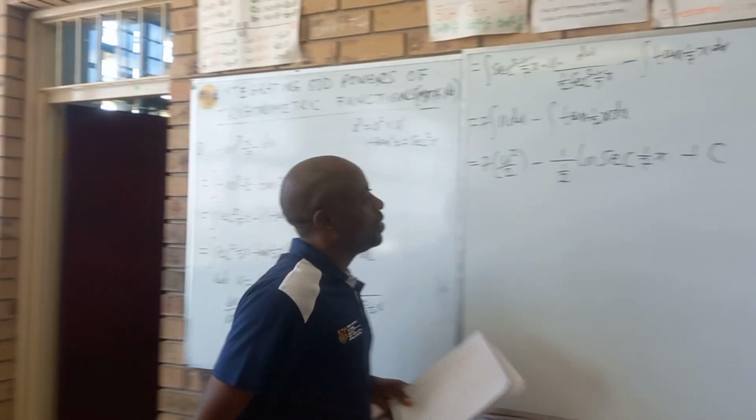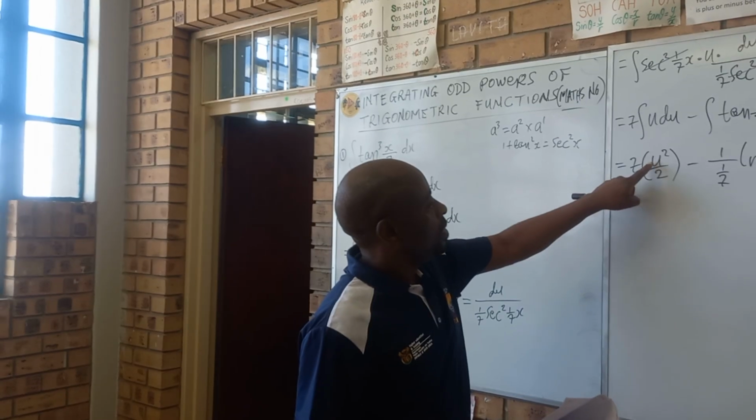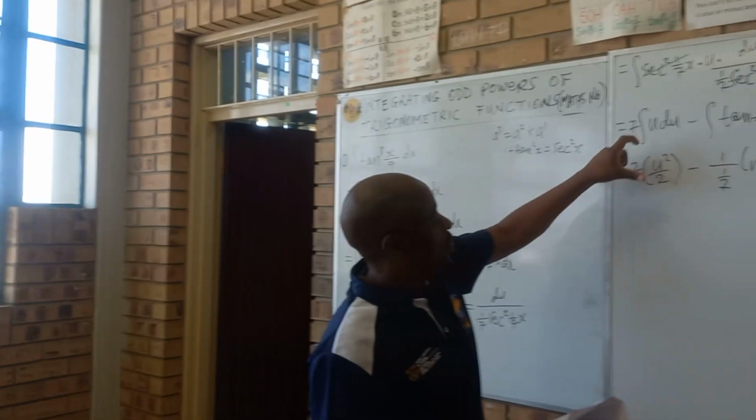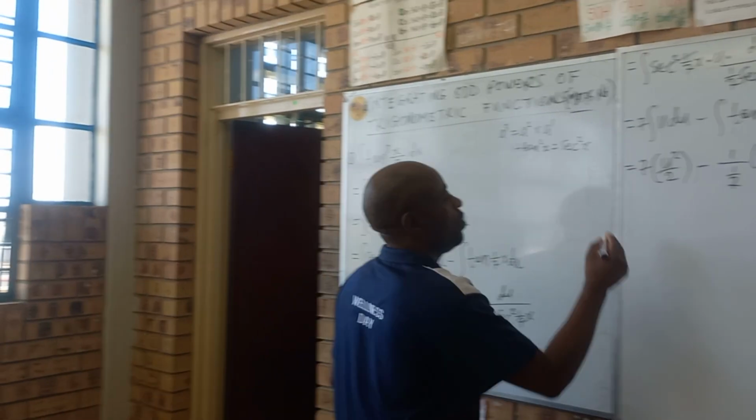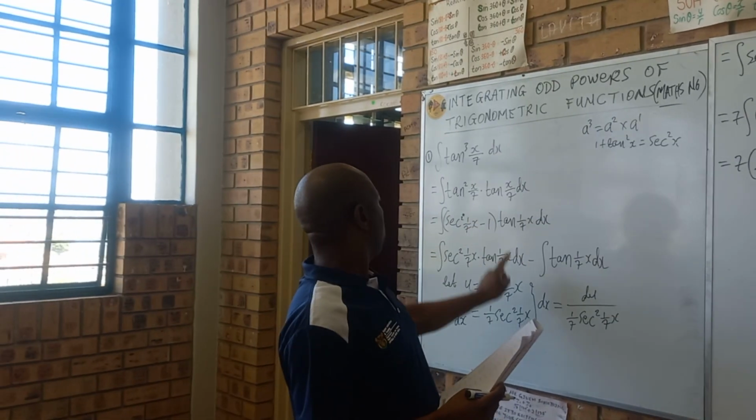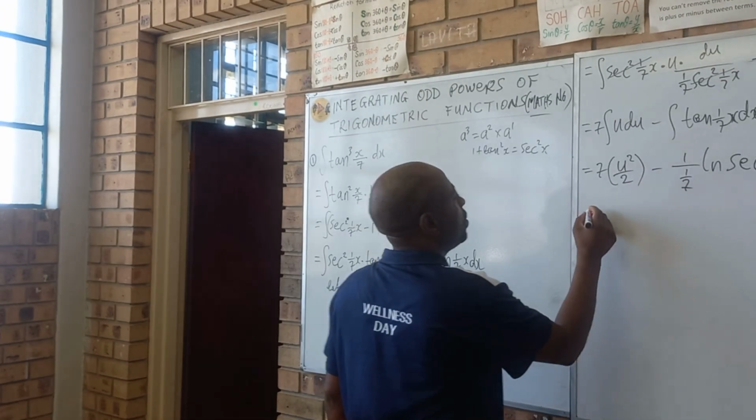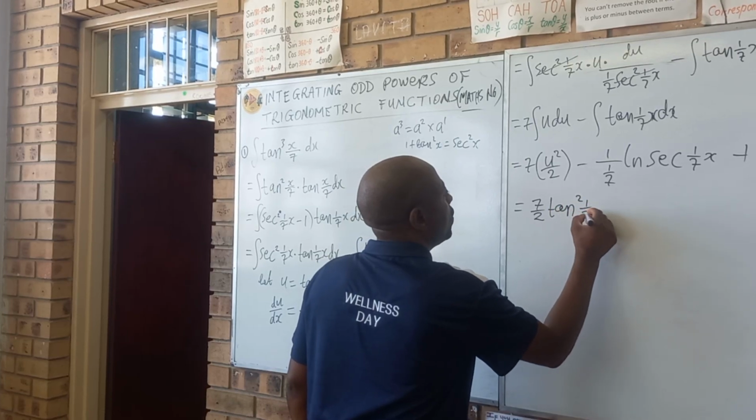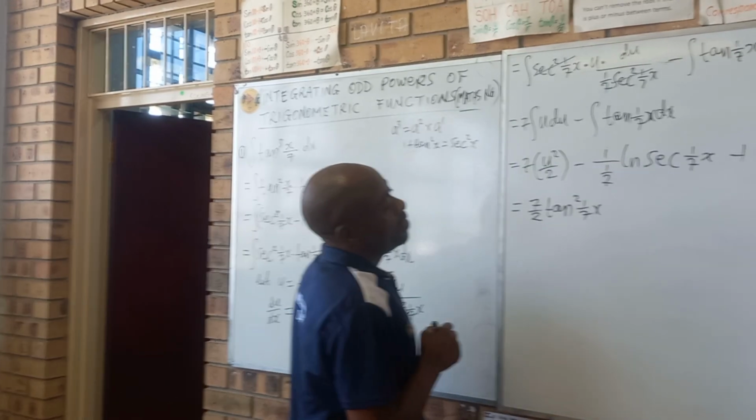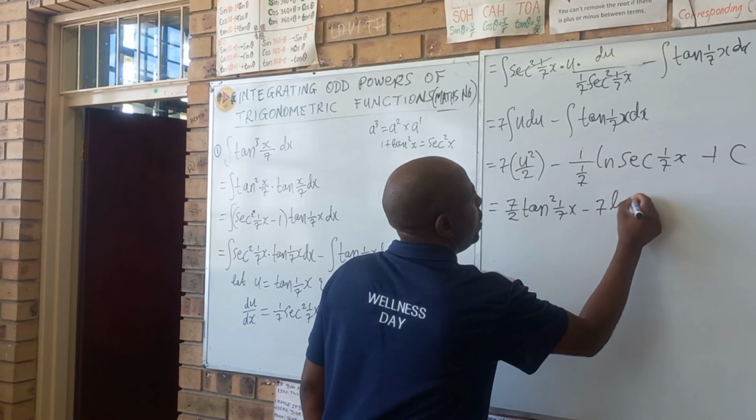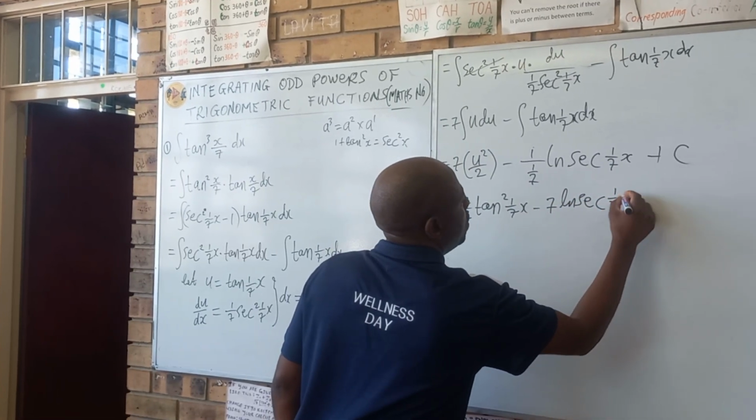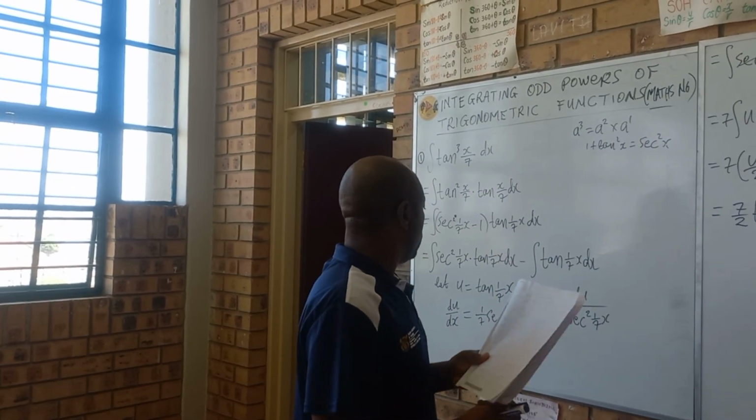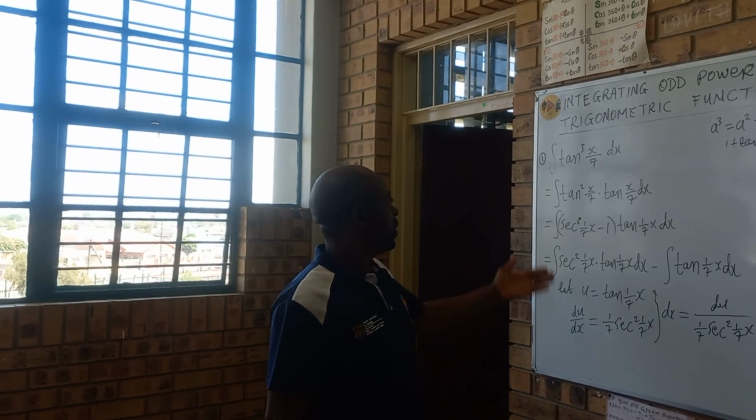So plus c. That is my integral, but I must remember that my original function is in terms of x, it's not in terms of u. So if you use u substitution like this, you must replace your u by the value of u. So our value of u is tan 1 over 7x. So this ends up being 7 over 2 tan squared 1 over 7x, and 1 divided by 1 over 7 will give me 7 ln sec 1 over 7x plus c. So guys, that's how simple it is. That's simply what we have to do to integrate tan cube.